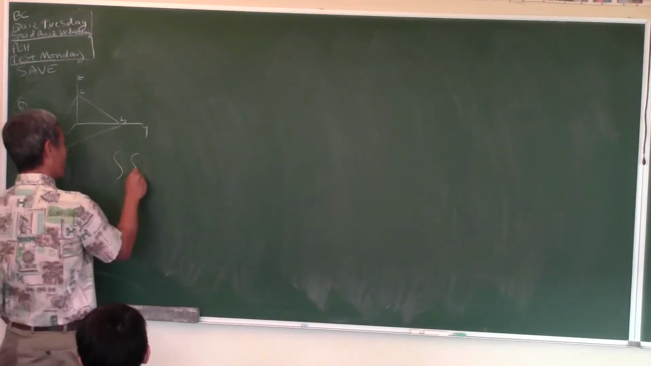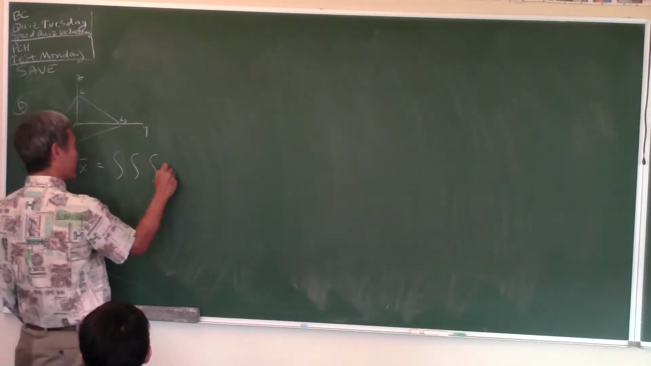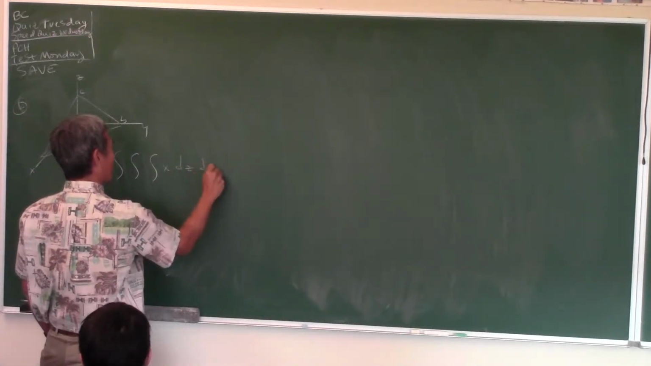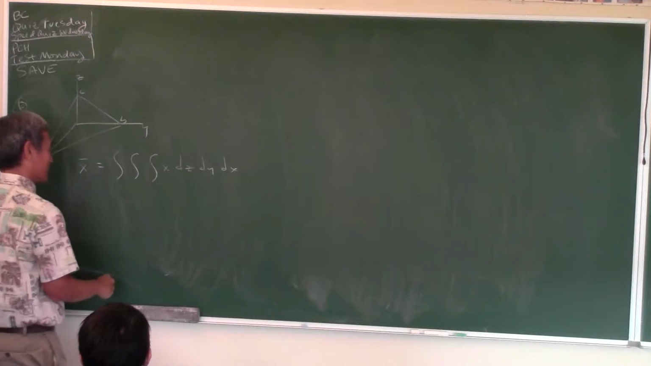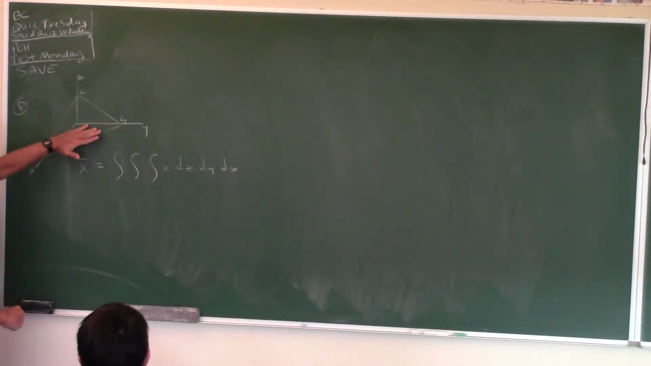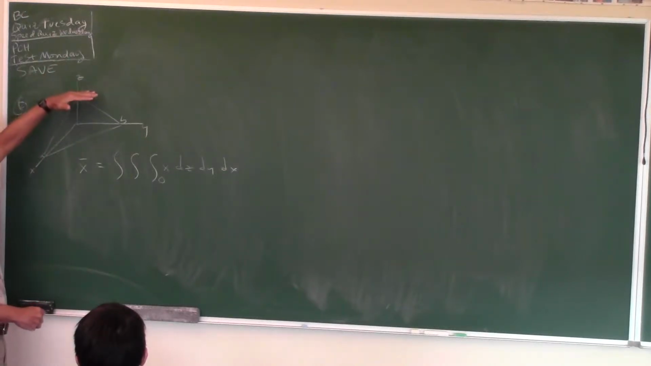So we have a triple integral. Now if we're going to find the x-coordinate of the centroid, it's going to be the integral of x. In this case, I would go dz first, then dy, then dx. That's what I would do. Oh, I know what I did wrong. Okay, so z goes from the bottom, what is the bottom on the xy plane? 0. To whatever the equation of this plane is.